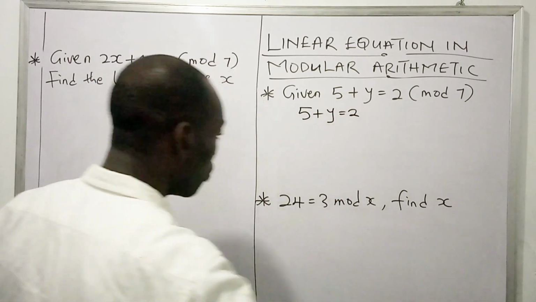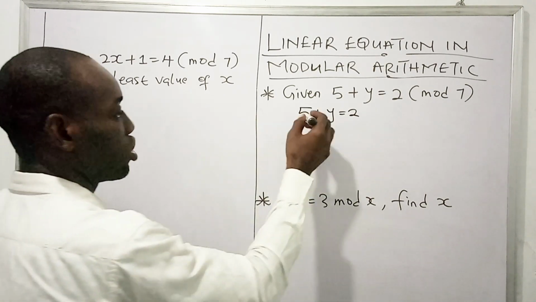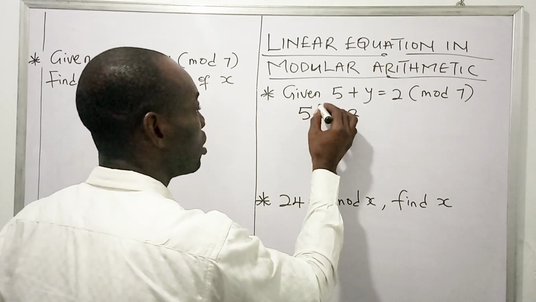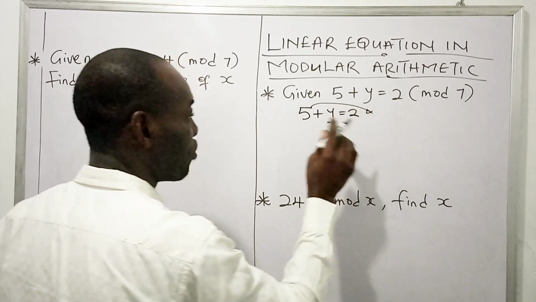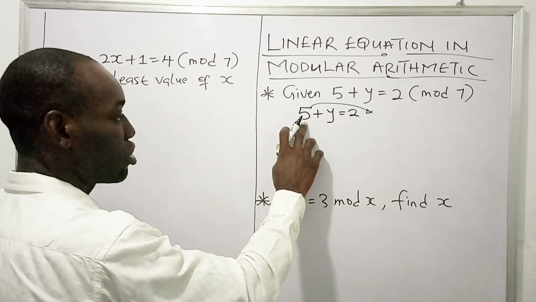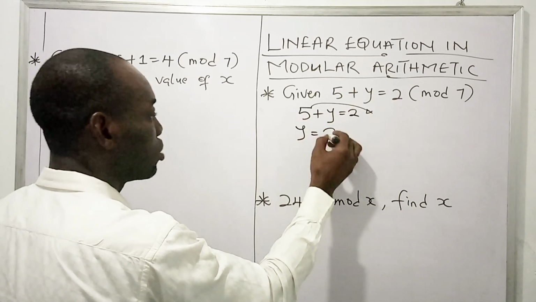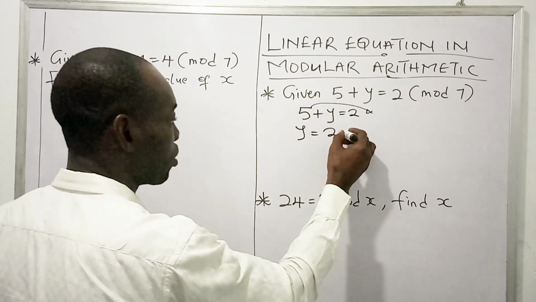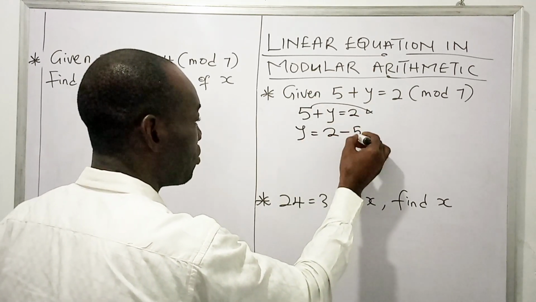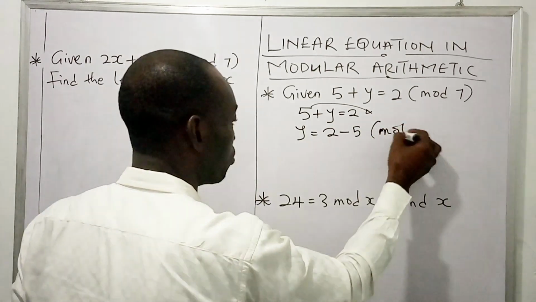Here, what you simply do is make the y the subject of the formula. So in other words, you move the 5 to the right hand side. And if you do that, the sign of the 5 will change to negative. So we end up having y equals 2. When the 5 crosses the right hand side, it becomes 2 minus 5. Don't forget, we're working in mod 7.